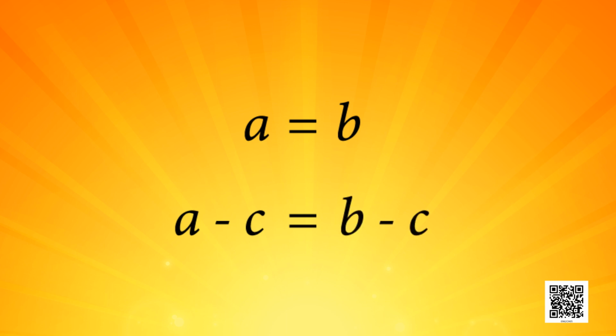Like if A equals B, then A minus C will be equal to B minus C. So, we have subtracted the same C from two equals A and B, and that's why their difference will be equal. That is, A minus C will be equal to B minus C.